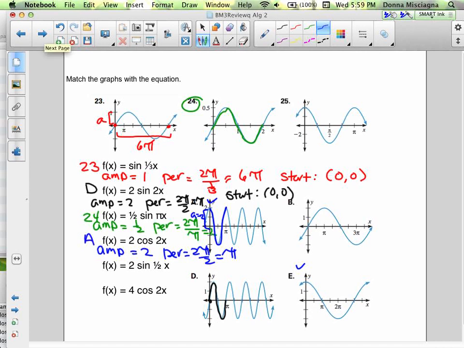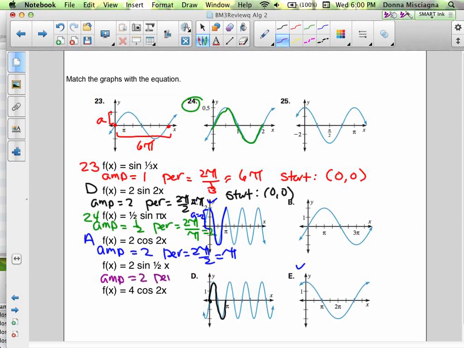Two to go. Let's take a look at the next one. We have f of x equals 2 sine 1/2 x. The amplitude is 2.